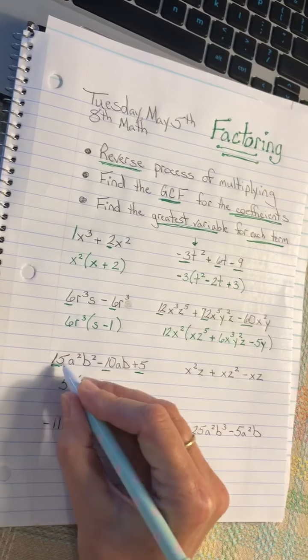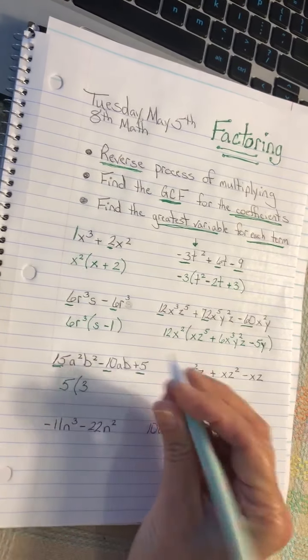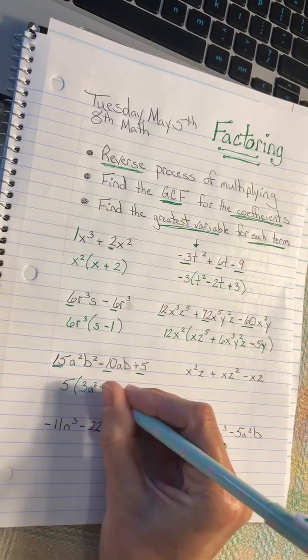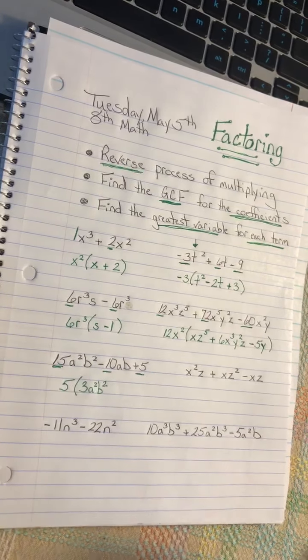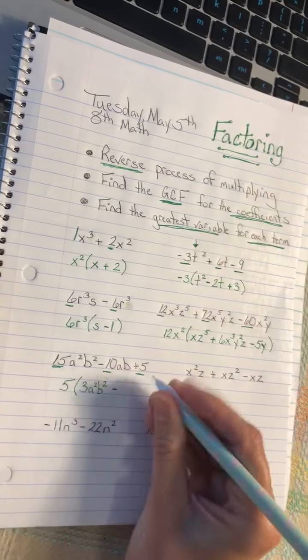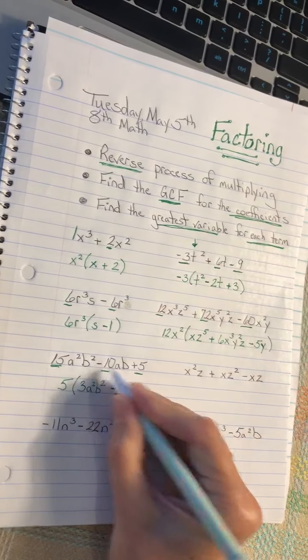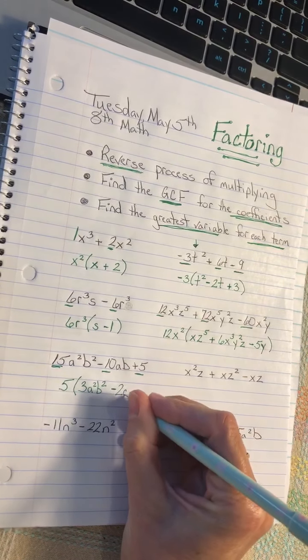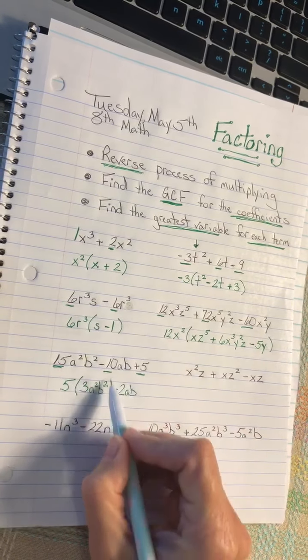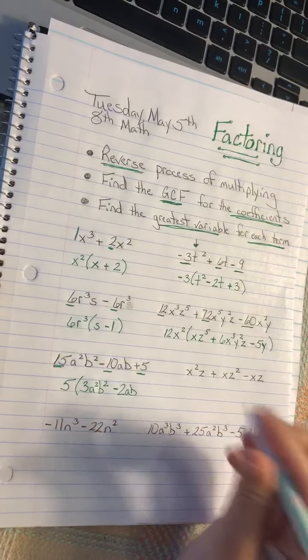5 times 3 gives me 15. And add the a squared plus b squared to get the first term. 5 times negative 2 will give me the negative 10. I need to add the a and the b to get my second term.